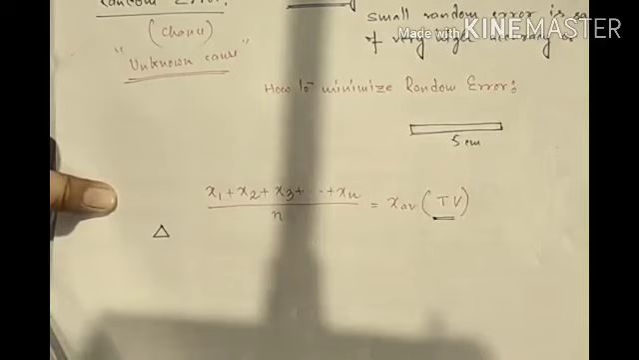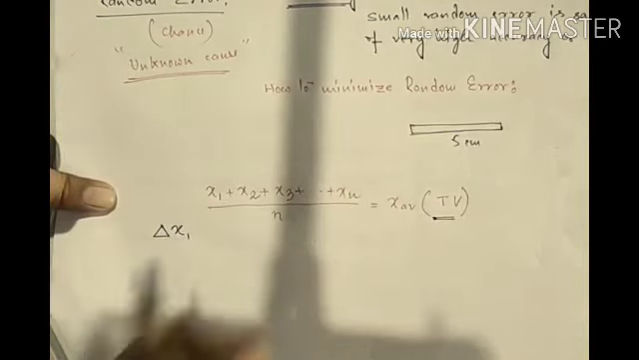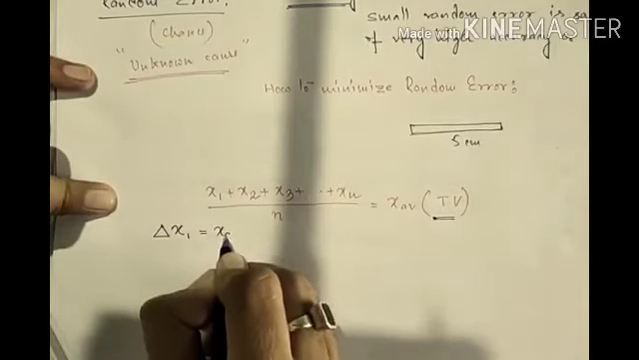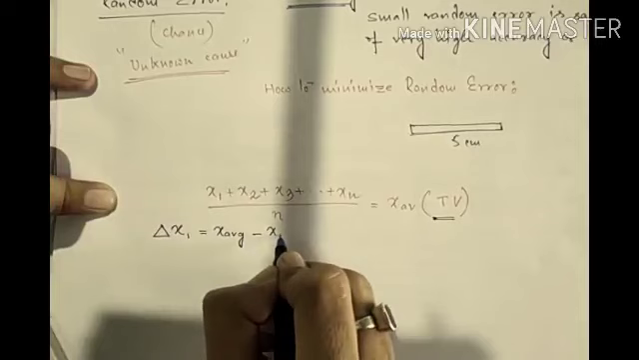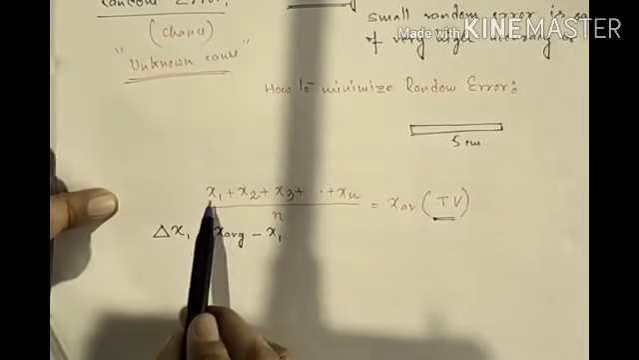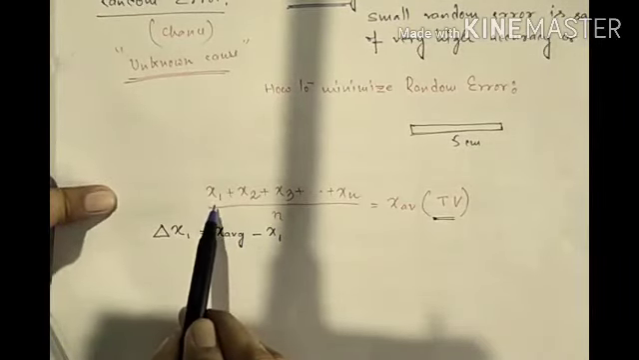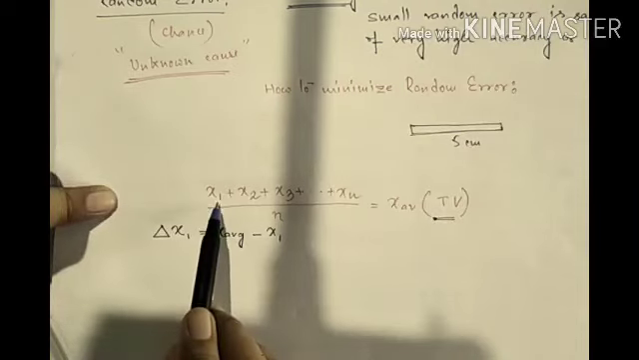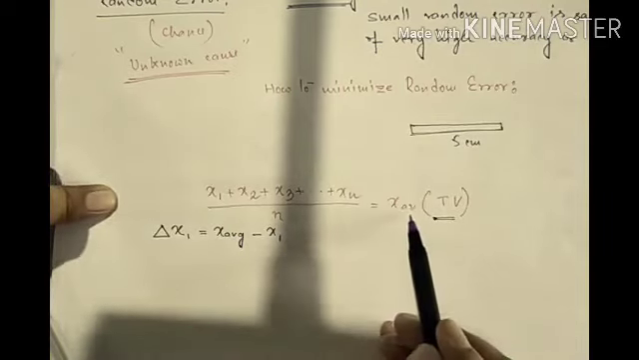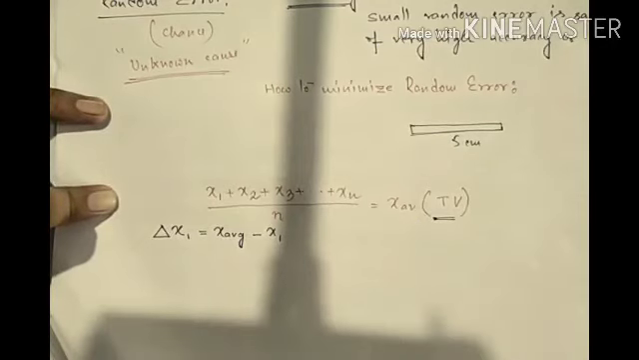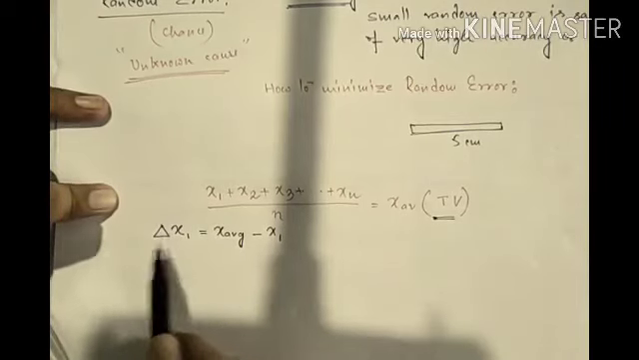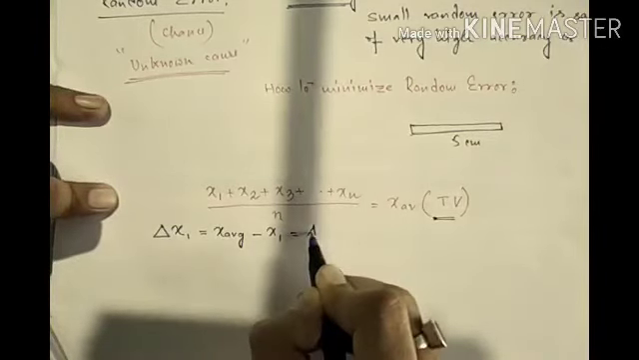This triangle is called delta. Delta x1. Let me write, and thereafter I will explain. This is nothing but x average minus x1. Now you see, x1 is what? It is the result that I obtained when I first made the measurement. I measured the length, and the result I got is x1. Now what is the difference between x average, the true value, and my first result x1? That is given by delta x1, and this is called absolute error.